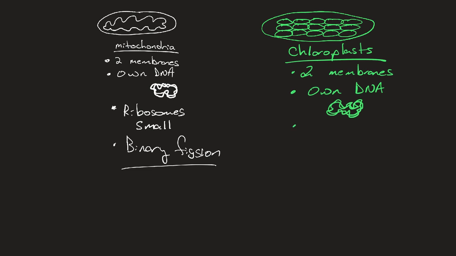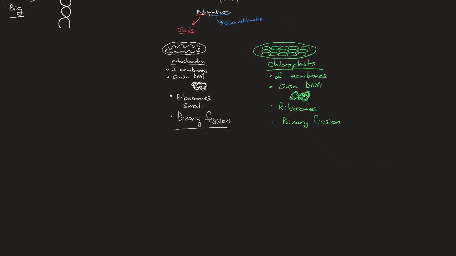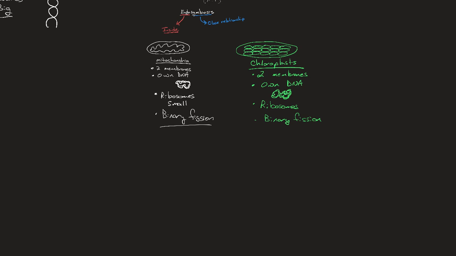They have small ribosomes. They make copies of themselves. This is known as binary fission. Now, isn't that interesting? That these two chloroplasts have their own DNA. They do their own replication.